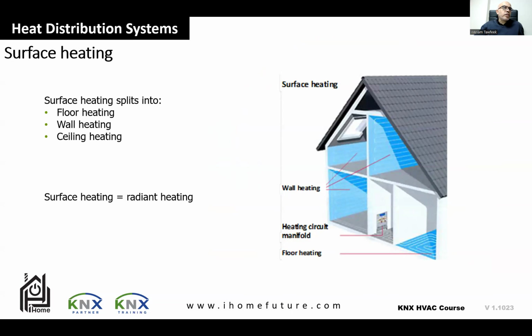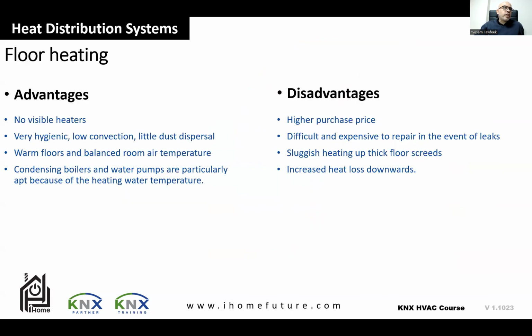Another way also to heat is surface heating. Sometimes you heat the wall itself, and sometimes you heat the floor itself. So surface heating is radiant heating. Advantages of floor heating: no visible heaters, so the floor itself is heated. Very hygienic, low convection, little dust disposal, warm floors and balanced room air temperature, so you make it more comfortable for you. Condensing boilers and heat pumps are particularly suitable because of the low heating water temperature.